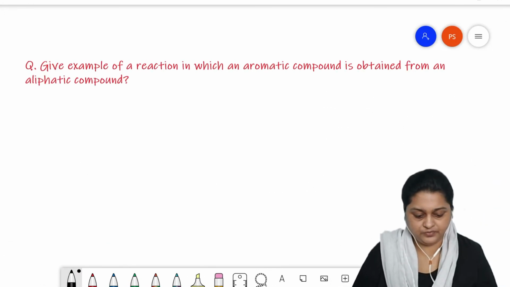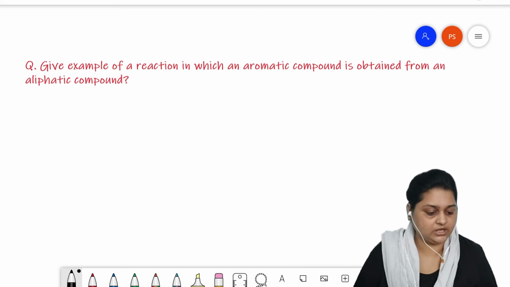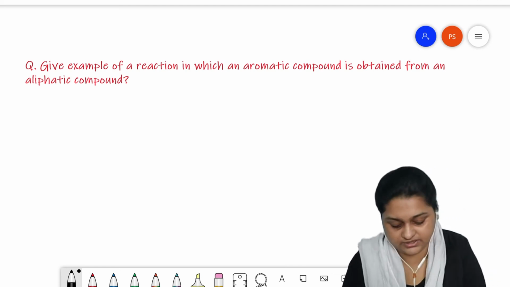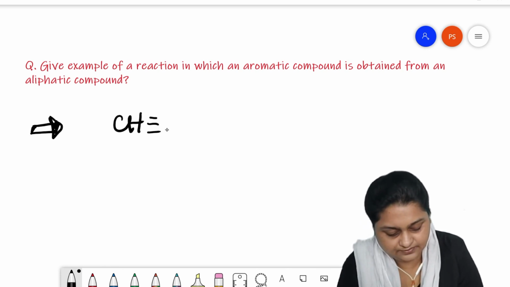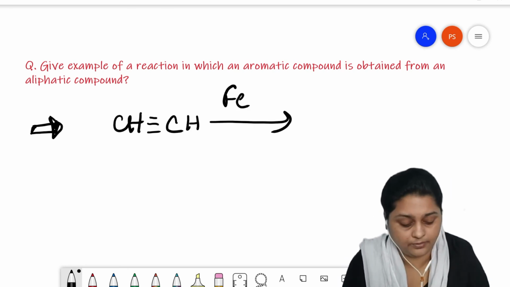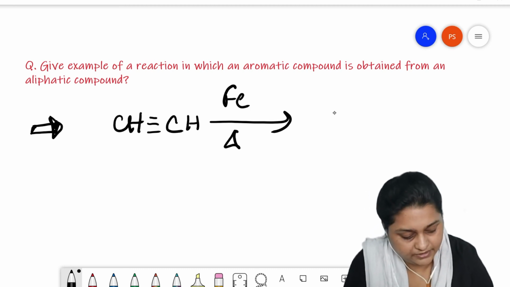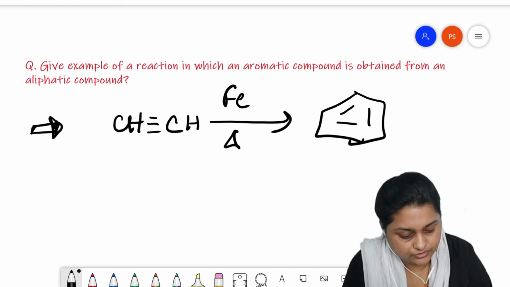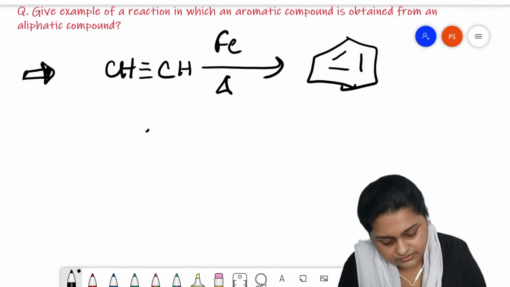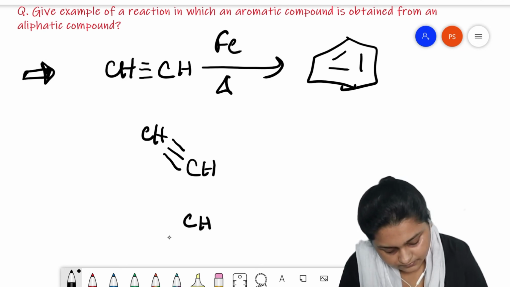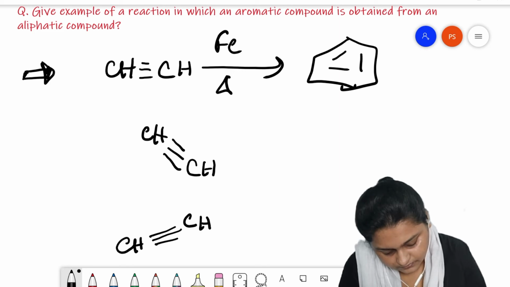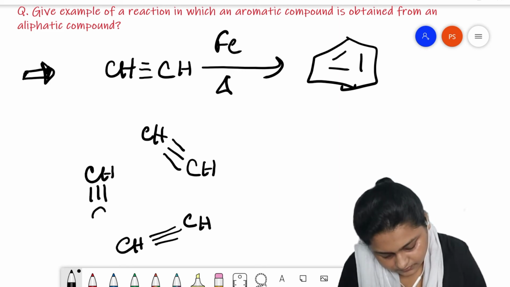Give an example of a reaction in which an aromatic compound is obtained from an aliphatic compound. The example of that one is when acetylene is heated in the presence of iron dust or copper dust at high temperature, benzene is produced. Now how this happens is, this will be aromatized.